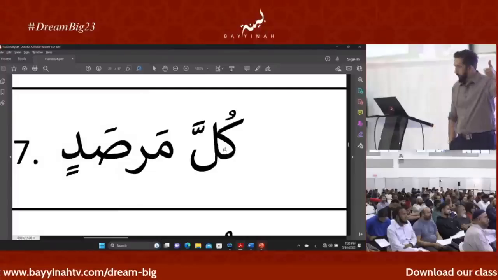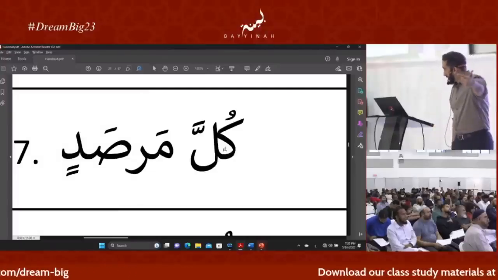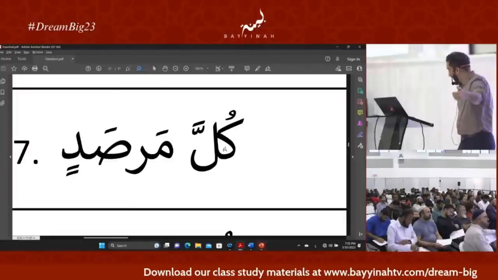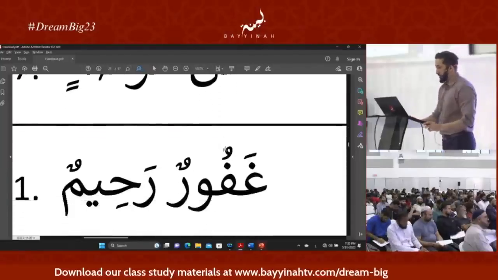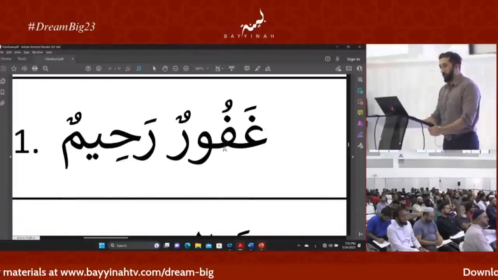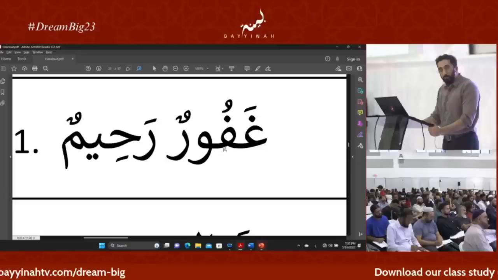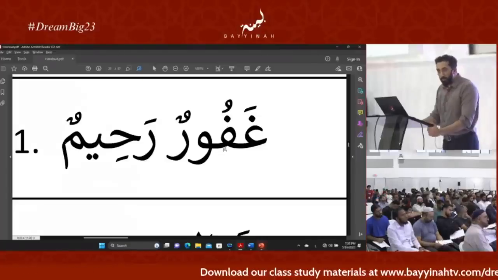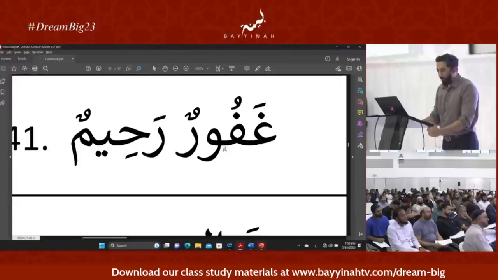Kulla, light, no al. Marsadin, pretty juicy. I like it. This is a mudaf and a mudaf ilayh. Very nice. This is in the Quran. Don't get this wrong. Ghafurun Rahimun. But it's in the Quran. It can be in the Quran and not be a what? It can be in the Quran and not be a mudaf ilayh.